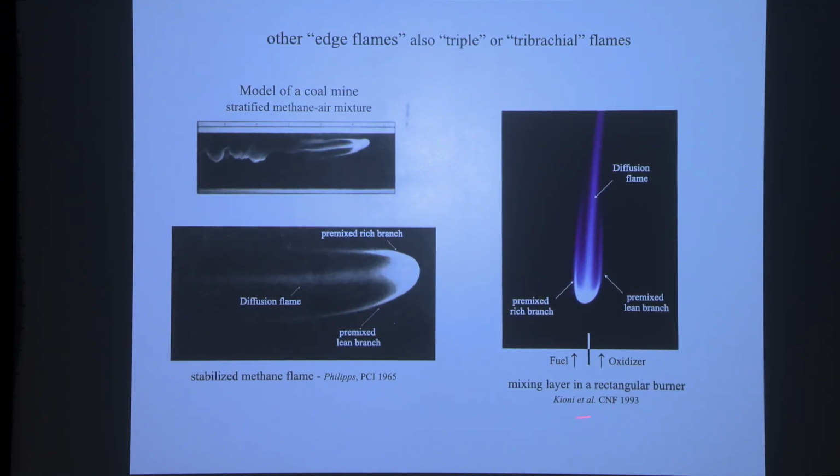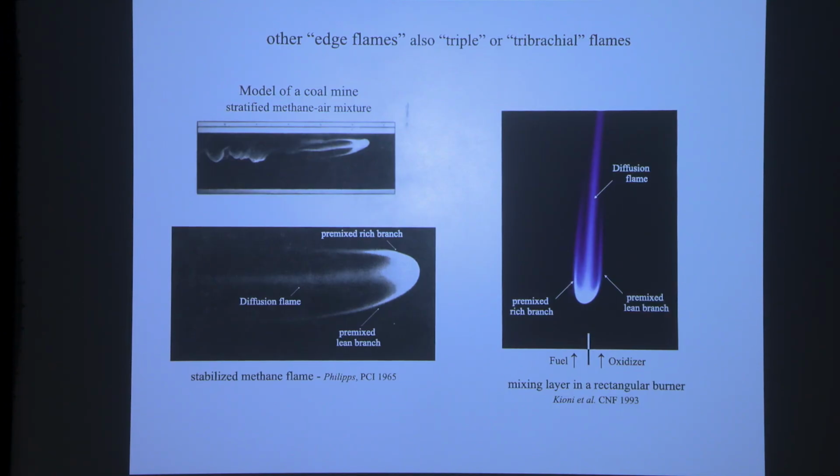Here is another picture of an edge flame that was created numerically by forcing a situation where the mixture is stratified. In other words, it's rich on one side, lean on the other side. Not a diffusion flame necessarily, but stratified. And so again, you see there is a premixed rich branch, a lean branch, and a diffusion flame that trails behind. Those branches can extend quite a bit or can be much shorter depending on the situation.